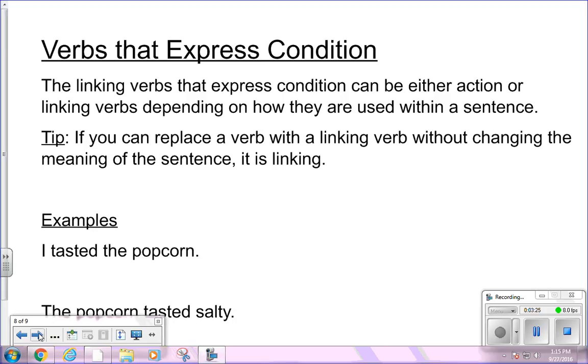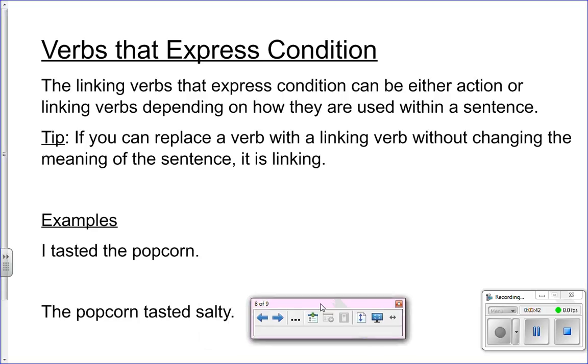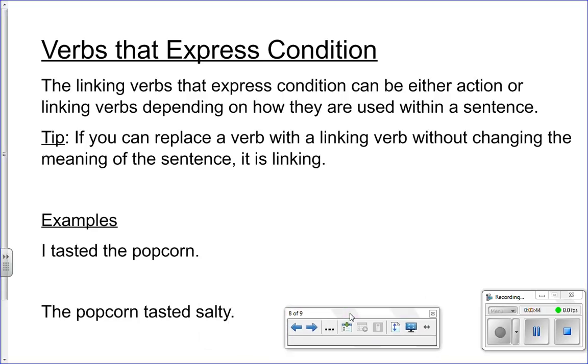Now, those verbs that express condition, there's a tip that you can use to figure out if a verb is functioning as an action verb or a linking verb in a sentence. The tip is that if you can replace a verb with a linking verb without changing the meaning of the sentence, that verb is a linking verb. For example, I have two sentences here. The first sentence says, I tasted the popcorn.